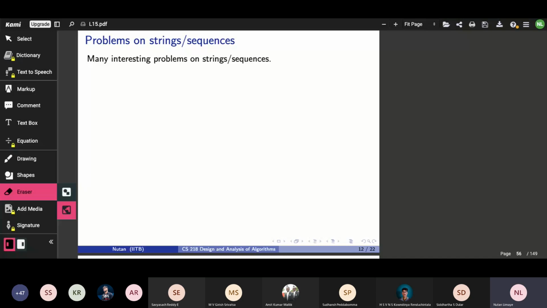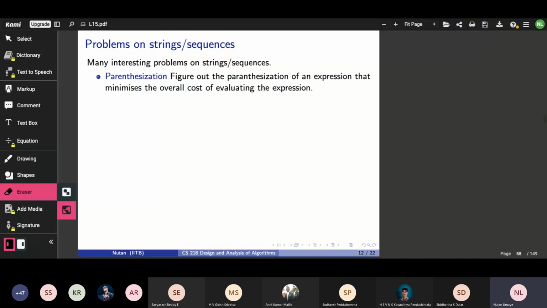And one such class of problems is string manipulation or sequence manipulation problems. So let's look at some of the examples of such problems. One such problem is called the parenthesization problem. So here you are required to figure out the parenthesization of an expression that minimizes the overall cost of evaluating the expression. I will give you an example of that shortly after this.